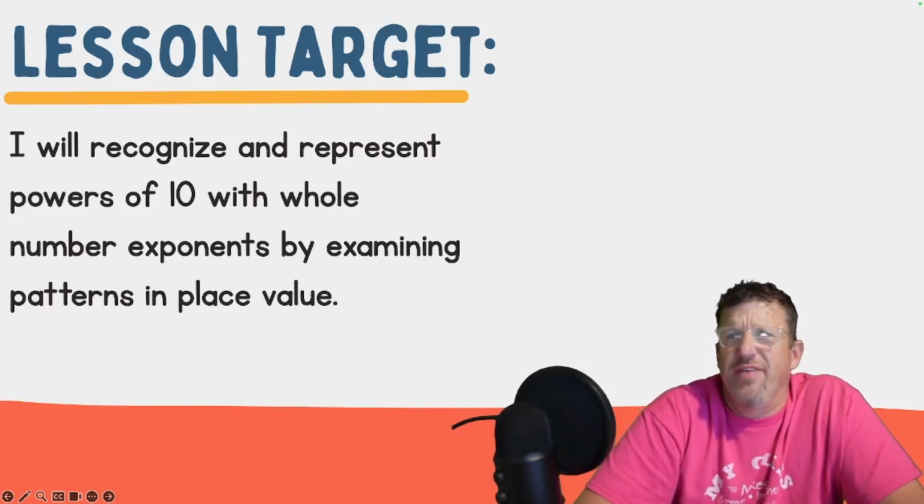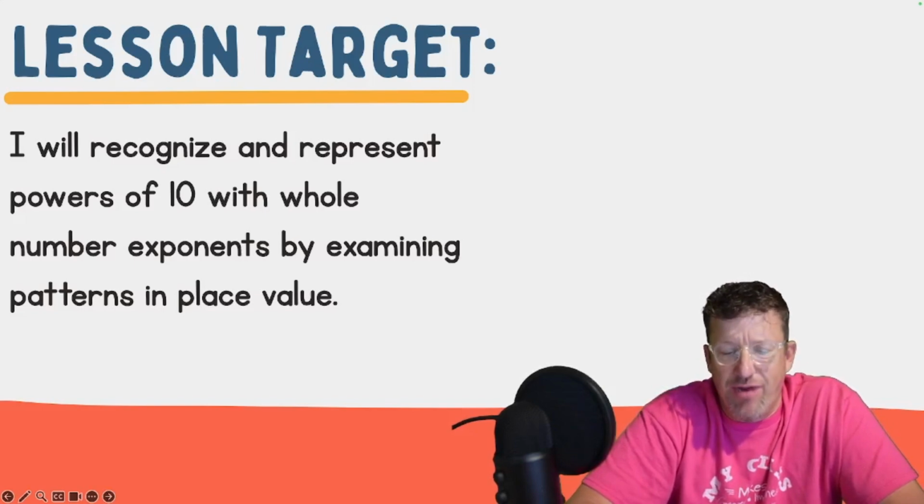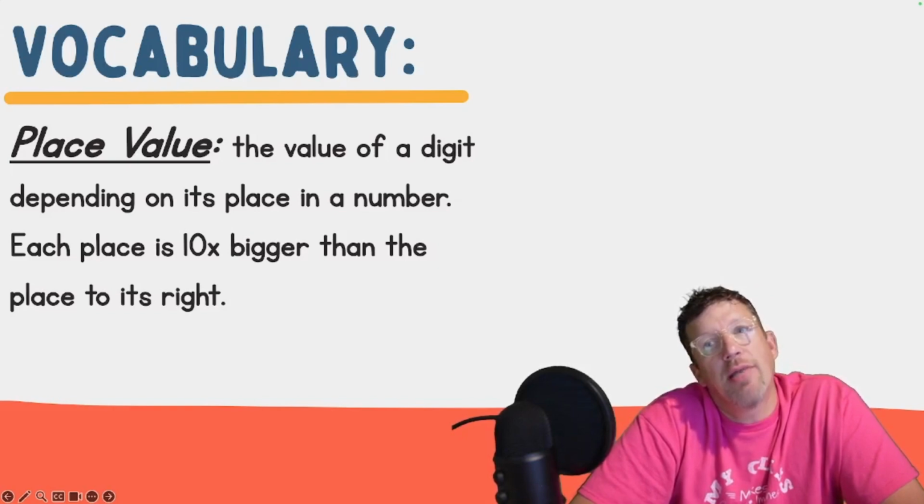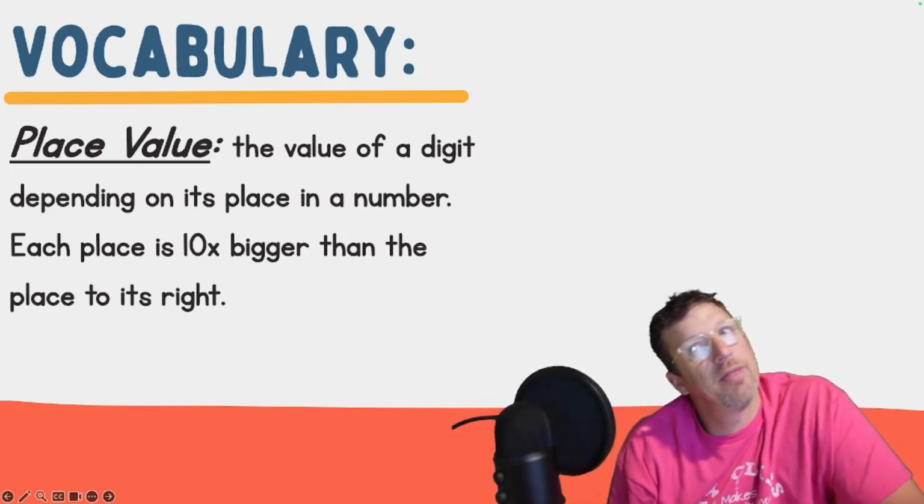Okay? Place value? What are you talking about, place value? That sounds like a great idea for a vocabulary word. Place value is the value of a digit depending on its place in a number. Each place is 10 times bigger than the place to the right.